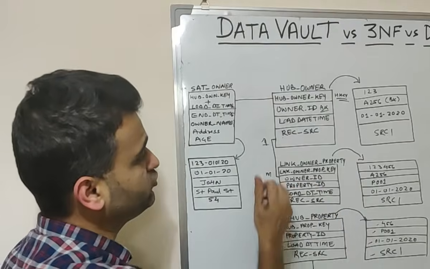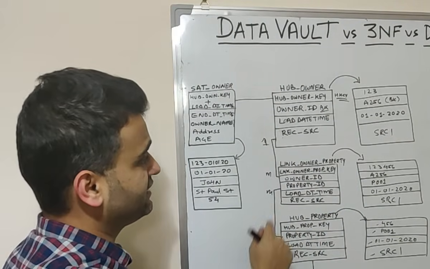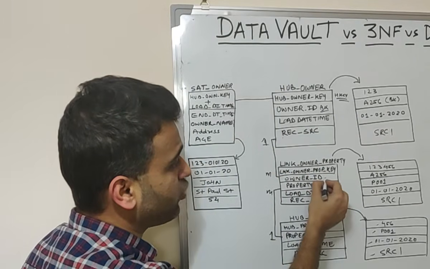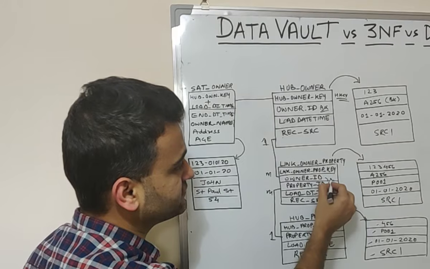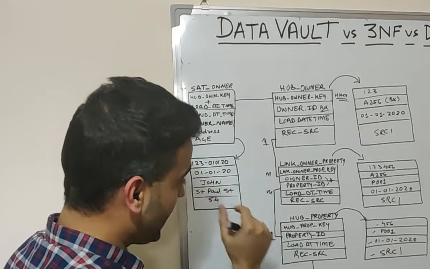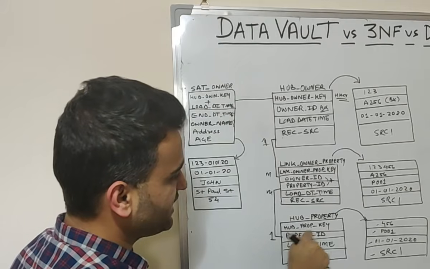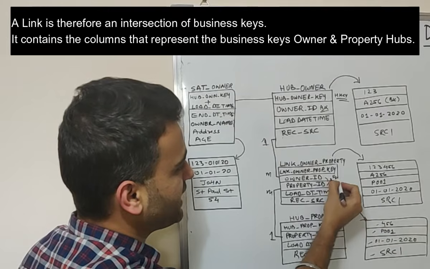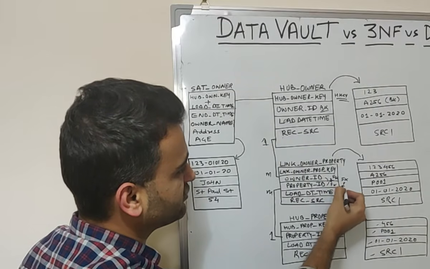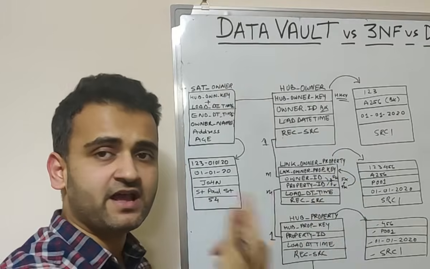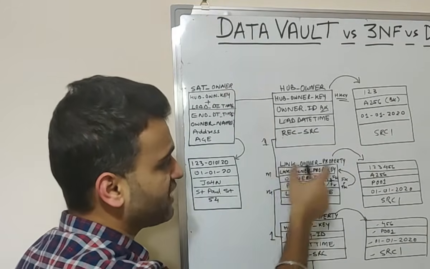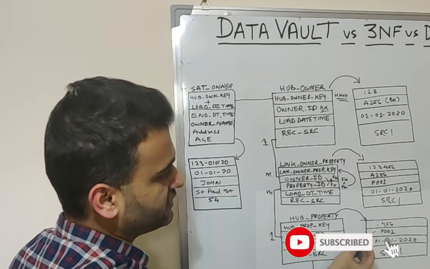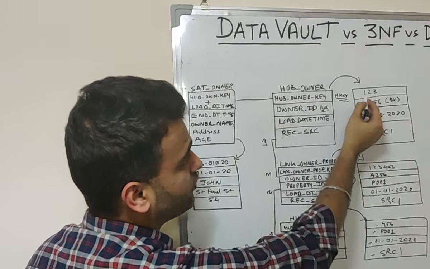Now you are creating a link which will connect these. There will be another surrogate key or hash key generated based on the combination of these two business keys. It will have foreign keys. This property ID, which is the business key here, would act as a foreign key here. So FK plus FK, these two combined together, will generate a hash key, and that hash key would be the unique identifier for your link owner property component. So you can understand what I have tried doing here: 1, 2, 3 and 4, 5, 6.